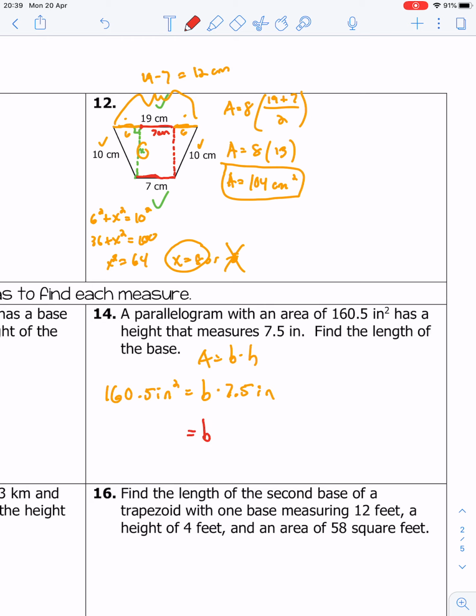B equals 160.5 inches squared divided by 7.5 inches. What's inches squared divided by inches? What's x squared divided by x? Just x, so inches. So we get just inches for our answer. And what's 160.5 divided by 7.5? It is 21.4 inches. That is going to be our base.